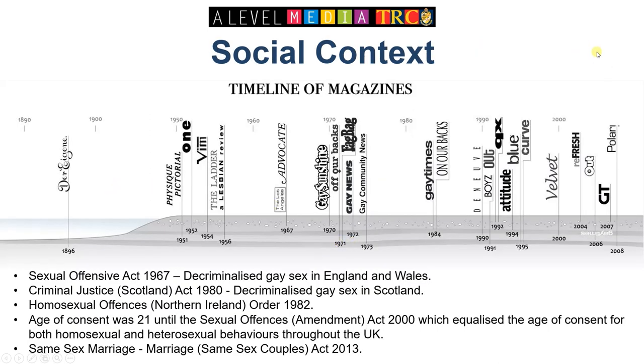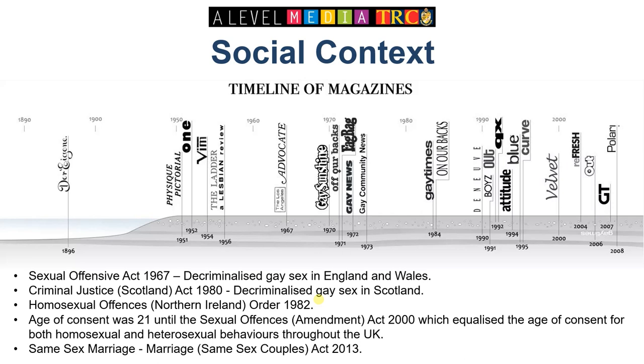Now, a bit of social context to put things in perspective. Let's not forget that until the Sexual Offences Act of 1967, homosexuality was illegal in Britain. It was only in 1967 that they decriminalised gay sex in England and Wales. It wasn't decriminalised in Scotland until the Criminal Justice Act Scotland of 1980, and it wasn't decriminalised in Northern Ireland until 1982. So we're looking at a subculture that was actively underground and hidden until then, because obviously there was a danger of them being arrested and imprisoned as criminals. We're looking at a culture that was considered deviant, they were outsiders.